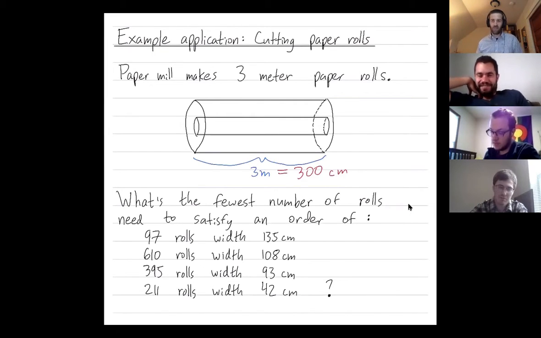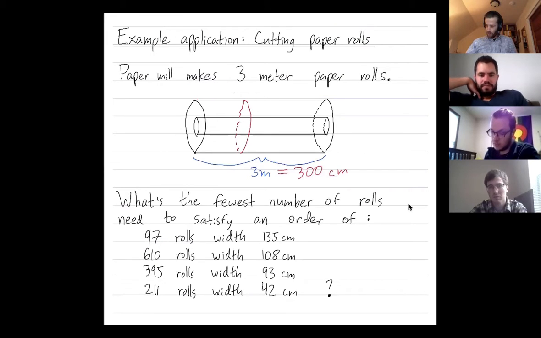So Laurel Elementary School puts in an order. They want to order rolls of certain widths. So they don't want all of their rolls to be 3 meters wide. They want a roll that's only 135 centimeters wide. How many rolls do they want that are 135 centimeters? Well, they want 97 such rolls.